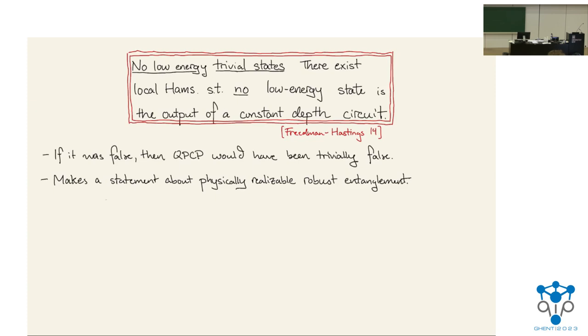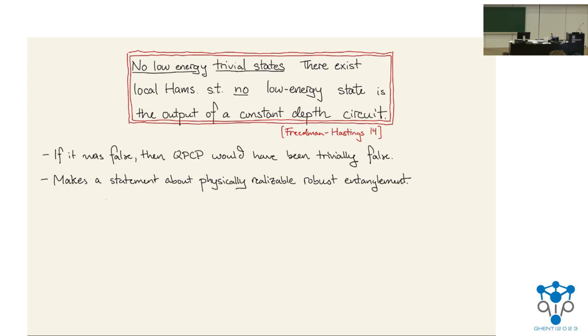But before I do that, maybe I should say that you can also ignore everything I've said up to now and look at NLTS as a statement about robust entanglement. Because constant depth quantum circuits are the classically describable states. So what we're saying is that the low energy subspace of some Hamiltonians has no classical description. Or that at constant temperatures, some constant of the total energy, the state seems to always be entangled, no matter which low energy state you're in. And that's a statement of a physically realizable robust entanglement.